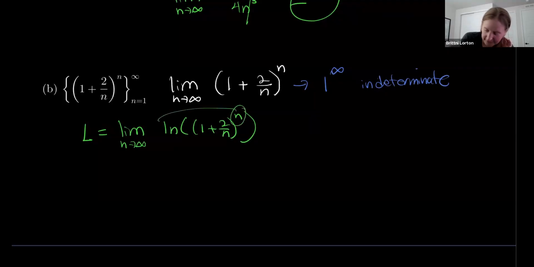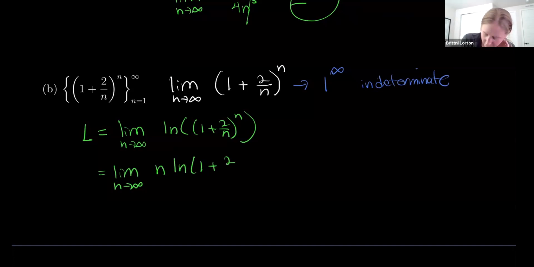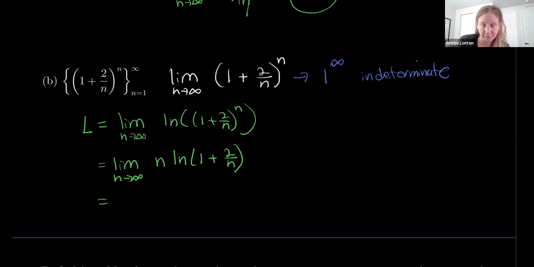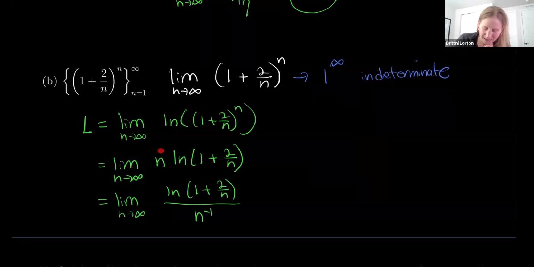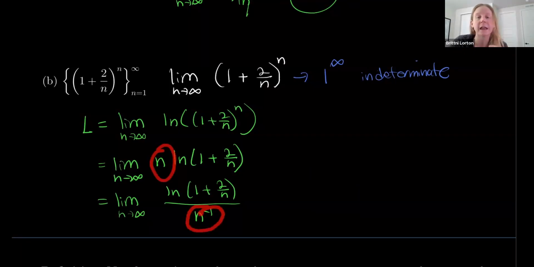Okay, then I can bring that n down out front. That's properties of logs, and this becomes the limit as n goes to infinity of n times ln of 1 plus 2 over n. And then remember, there's a requirement for L'Hopital's rule, and that main requirement is it has to be a fraction. So I'm going to first turn it into a fraction, and the easiest way to do that is to take n to the power of 1 and make it n to the power of -1 on bottom.